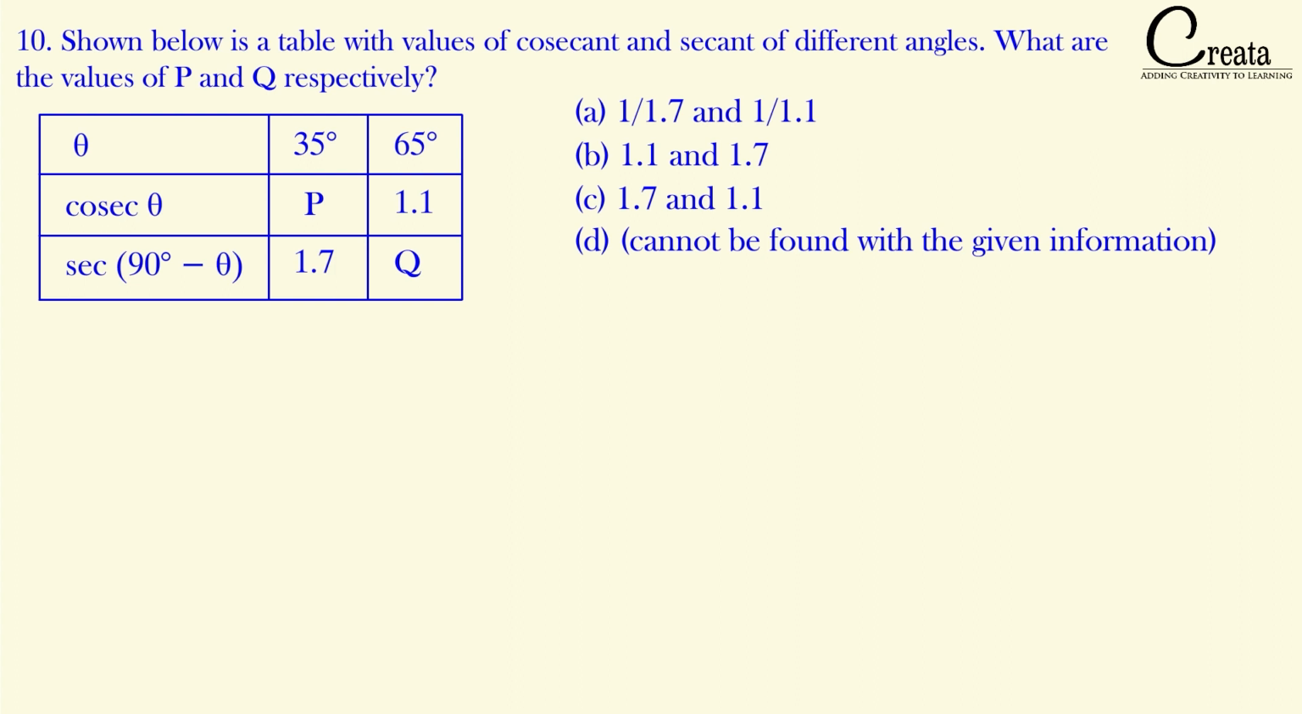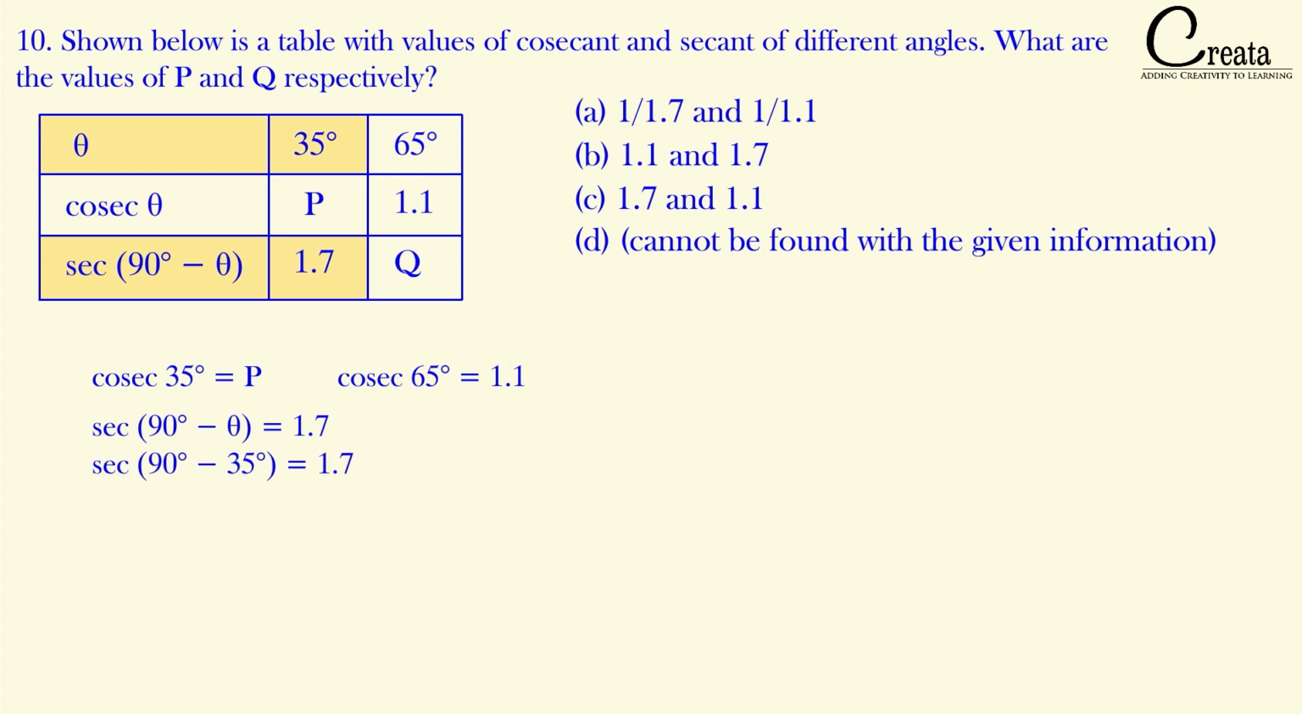Here on referring to the table, in this portion we got cosec 35 degree is equal to P. Here theta is 35 degree. Further, cosec 65 degree is equal to 1.1. This we got from the first row, and if we observe the second row, here it is given sec (90 minus theta) is equal to 1.7, and theta is given as 35 degree. That is, sec (90 minus 35) is given as 1.7. Further, sec (90 minus 65) is given as equal to Q.